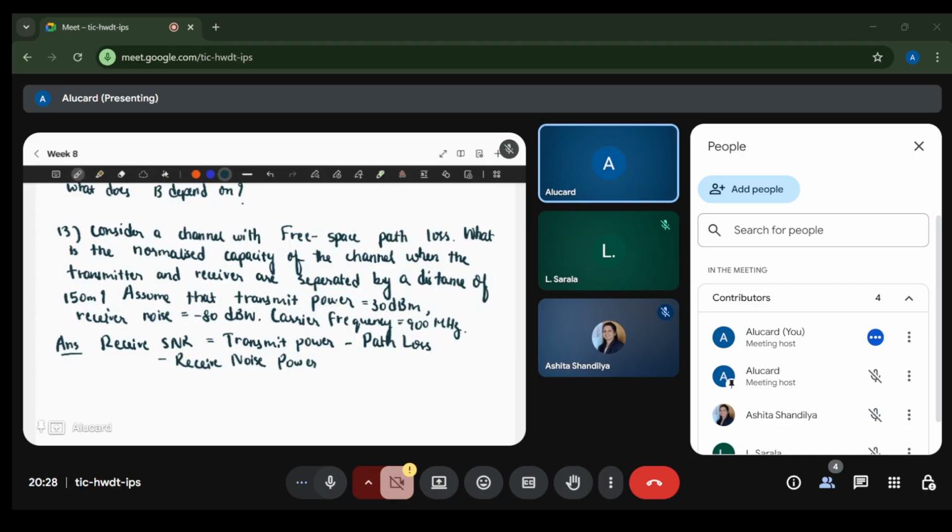So to find the path loss, transmit power is already given as 30 dBm, and receive noise power is minus 80 dB watts. Then you can simply find the capacity per unit bandwidth, which is log of 1 plus SNR.